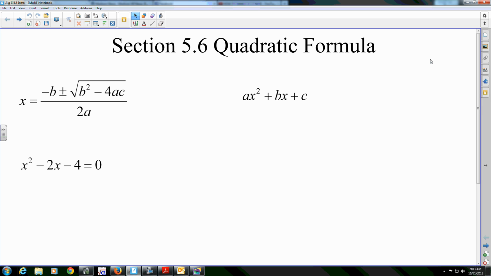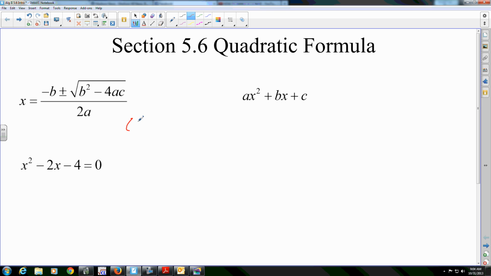Alright, what you guys are doing, as you can read, is section 5.6 for the quadratic formula. This whole thing is the quadratic formula, and you use it to solve equations like this. So up till now, you guys have been relying on factoring or completing the square. Those are the two methods.